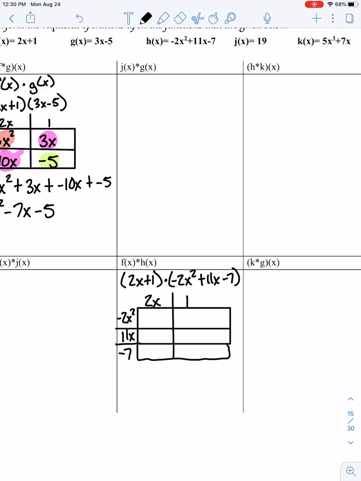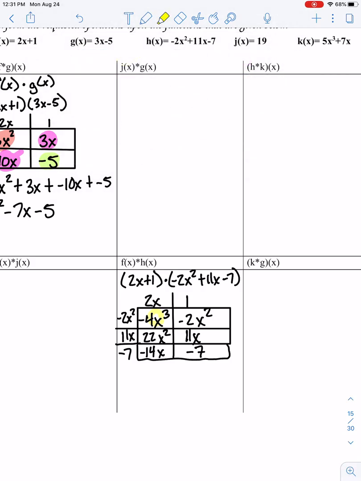Now I just go through here and multiply everything. So 2 times 2 is 4. X squared times x is x cubed. Don't forget about this negative. 1 times 2 is 2, but it's a negative, and then x squared is just x squared. 2 times 11 is 22 x squared. 1 times 11 is 11, and then x is just x. 2 times negative 7 is negative 14x. And then 1 times negative 7 is just negative 7.